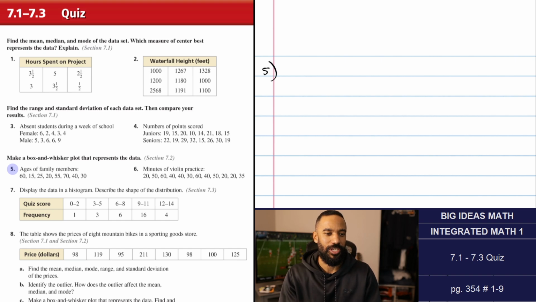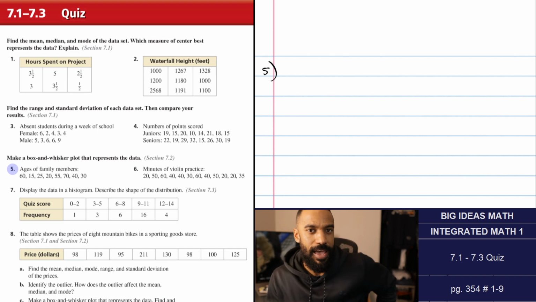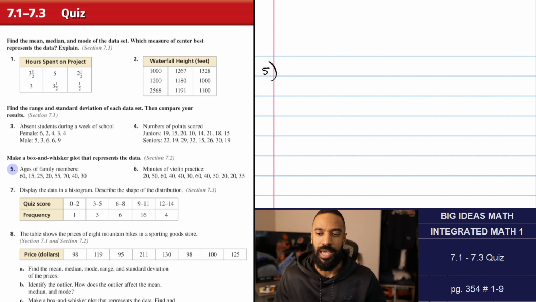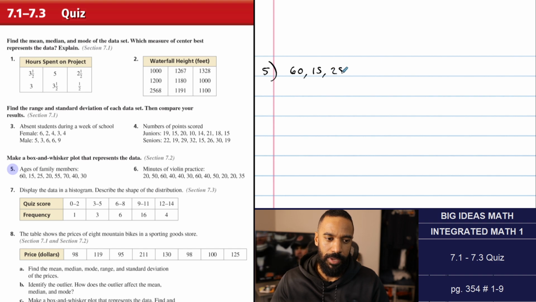Okay, numbers 5 and 6. Make a box and whisker plot that represents the data. Now, a box and whisker plot uses what is known as a 5-number summary. So I'm going to get all those data points for you in just a moment here. Let me write the original set. I don't think I've been doing that lately. So let me actually do that this time.